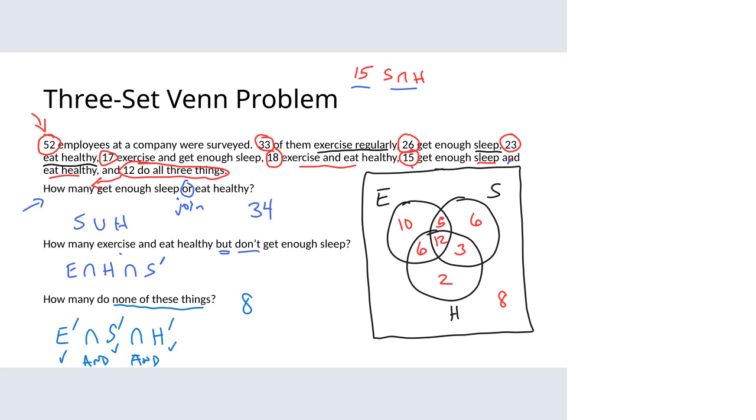You could write this as, okay, how many do none of these things? So what I'm going to do then is take the people who exercise, join them with the people who sleep, and join them with the people who eat healthy, and then take the complement. So you could write it that way. Most students would probably write it that way if asked, but this way is just fine. Just make sure if you're using union, you're joining everything and then taking the complement at the end.